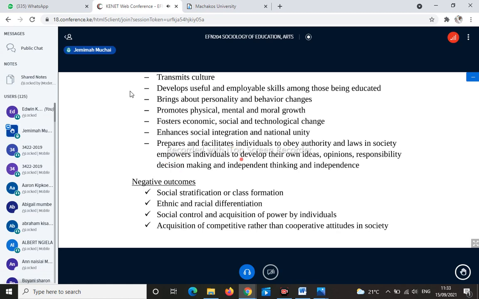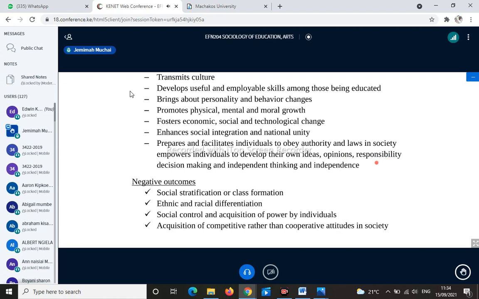Another one is empower individuals to develop their own ideas, opinion, responsibility, decision-making, and independent thinking and independence. That means you can come up with your own ideas and your own opinion. If somebody tells you something, you do not just take it for granted that it is true. You can look at it and have something to say about it, to say that this is not proper, I should not do that, because, according to me, it is not the right thing.